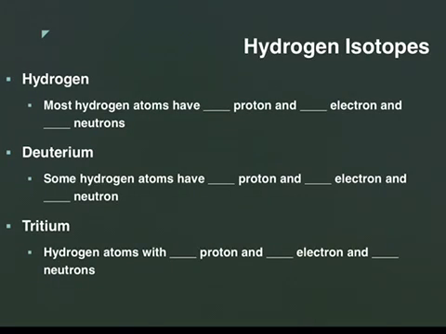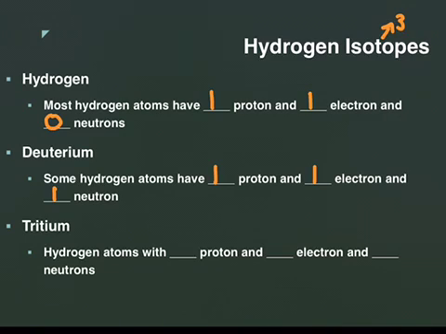So, for example, hydrogen has 3 isotopes. Hydrogen is the most common isotope. Most hydrogen atoms have 1 proton and 1 electron, but they will have 0 neutrons. Hydrogen's second isotope, called deuterium, will again have 1 proton, it has to have 1 proton to make it hydrogen. It will also have 1 electron and 1 neutron.